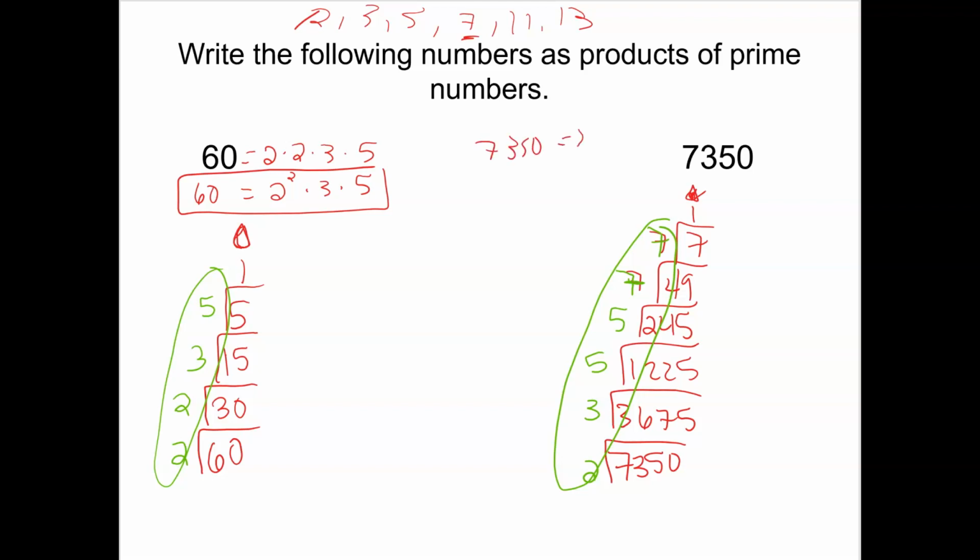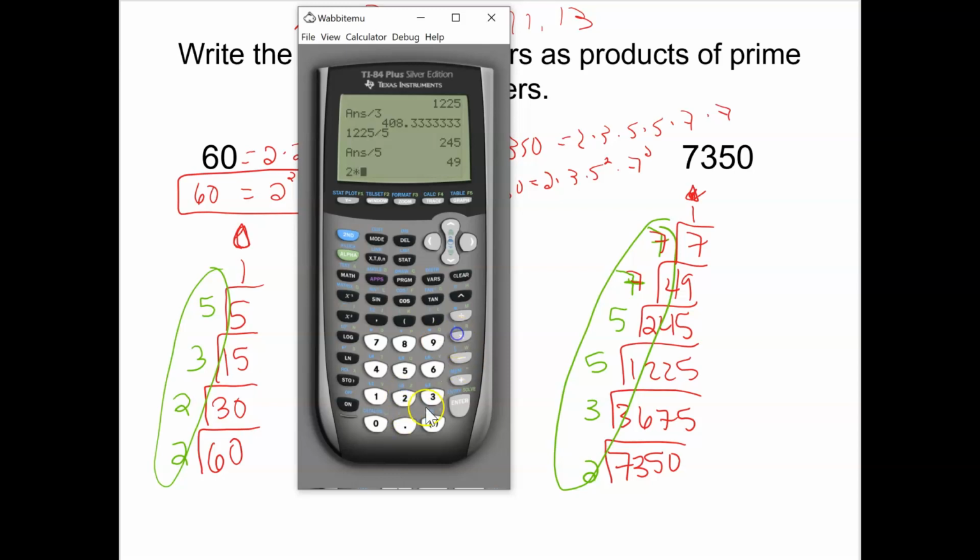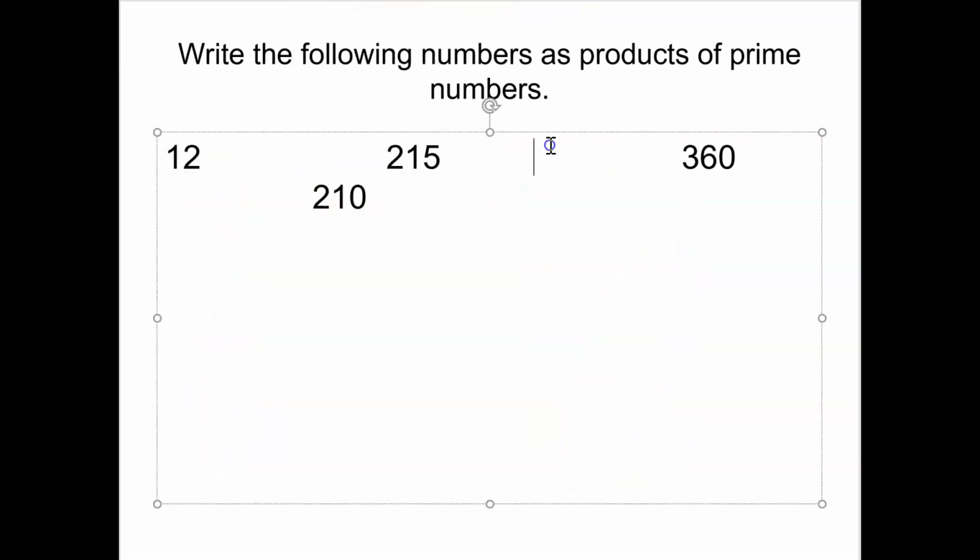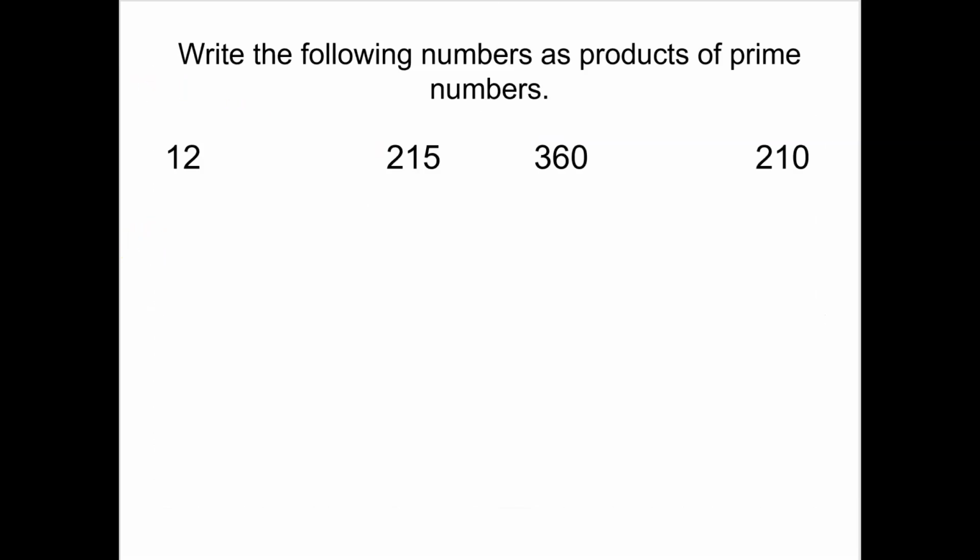7350 can be written as 2 times 3 times 5 times 5 times 7 times 7, or 2 times 3 times 5 to the second power times 7 to the second power, and let's just double check. 2 times 3 times 5 times 5 times 7 times 7, 7350. Go ahead and give this a try here with these 4 numbers and press play when you're ready to see the solution.